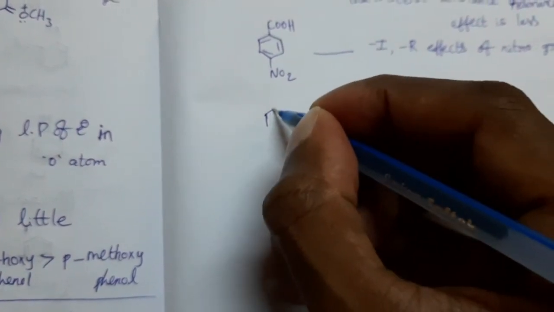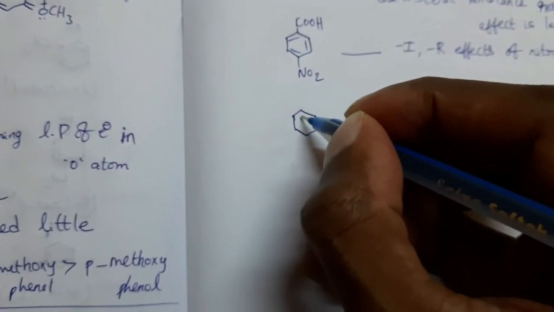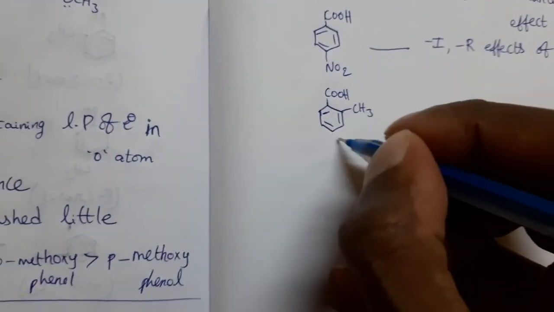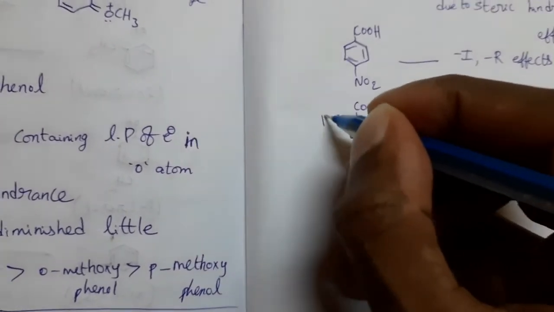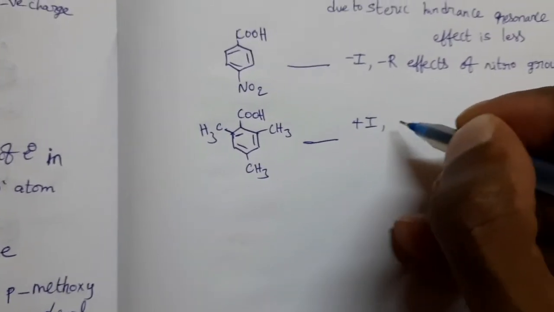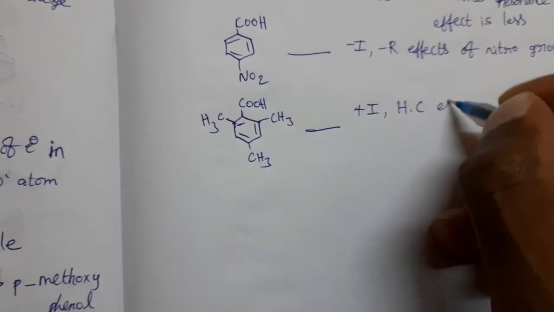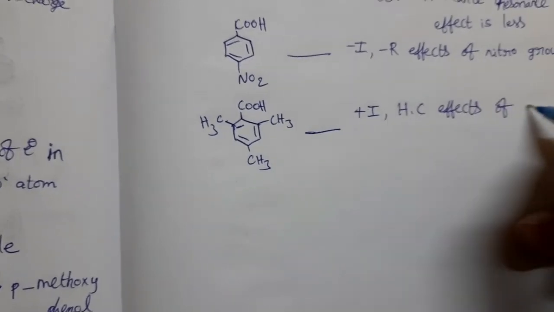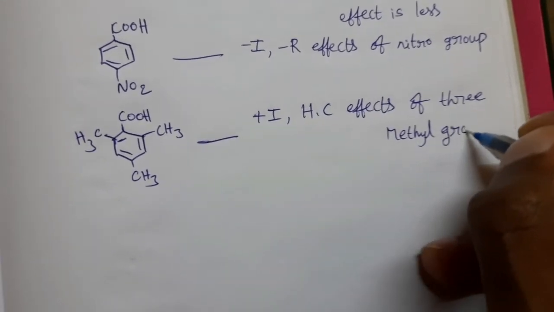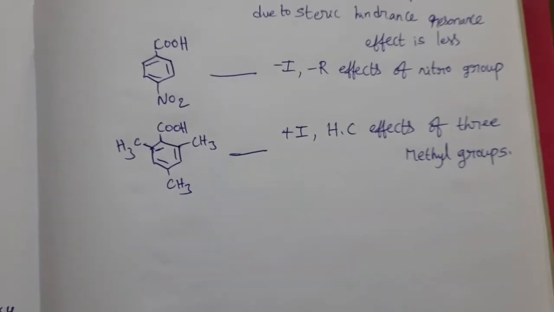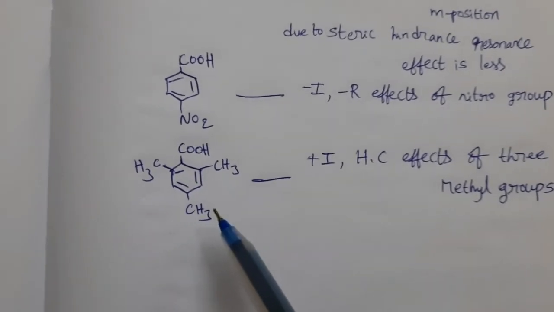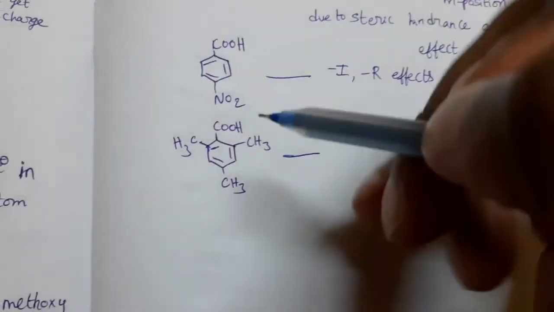And last compound, that is this one, COOH, CH3, CH3, CH3. So in this, CH3 is an electron donating group. So we can observe plus I and hyperconjugation effects of three methyl groups. It has three electron releasing groups. That's why its acidic character is less than all these compounds.